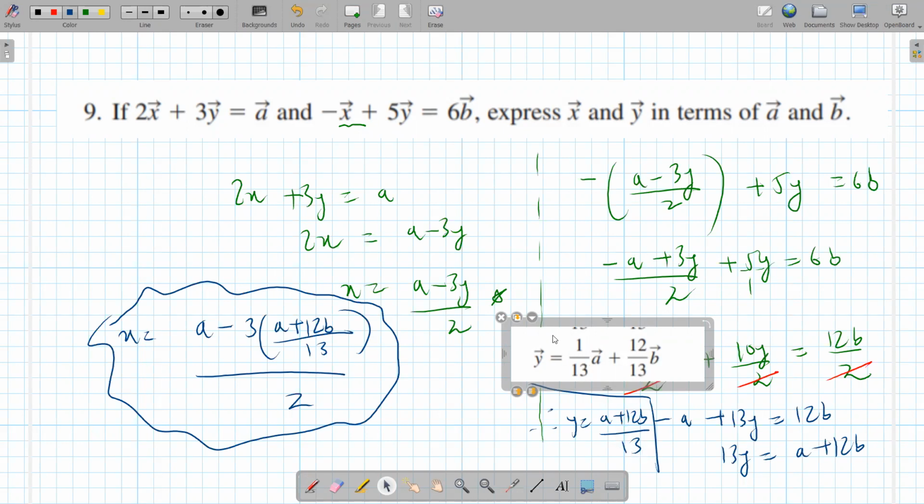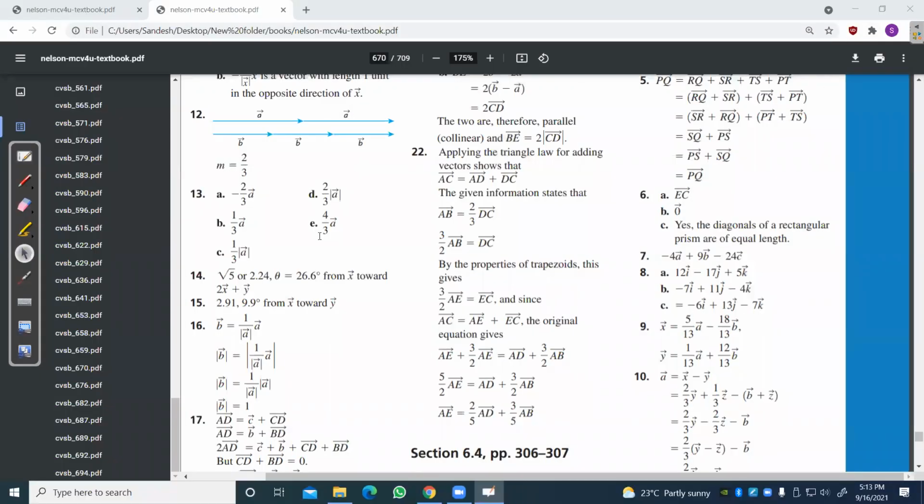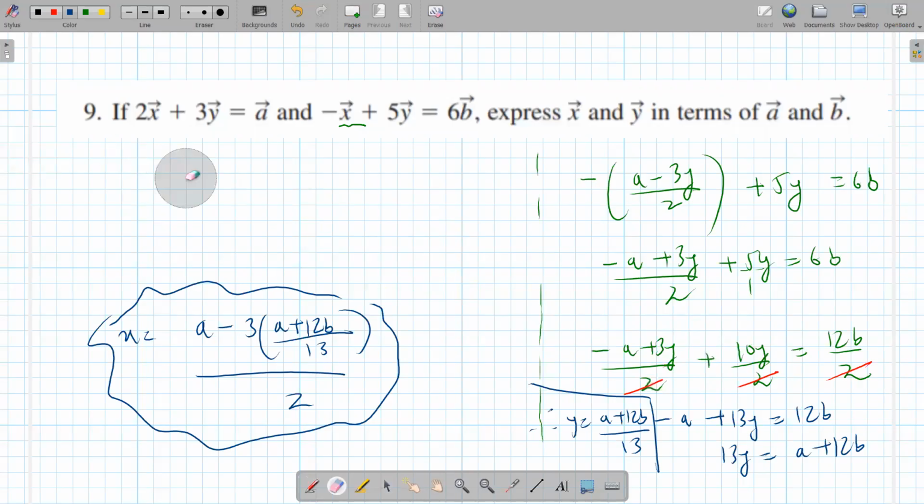Okay, and then the x is the same? Well, x is right, but we can simplify it. If you want the final answer, they simplified it, right? Yeah, they did simplify it. So again, it's just algebra. It's not hard. To simplify this, we just open this bracket. We get a minus 3a minus 36b over 13, all over 2. Dividing by 2 means you're multiplying by 1 over 2.